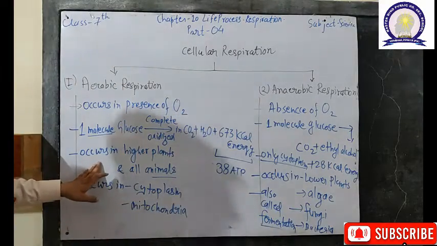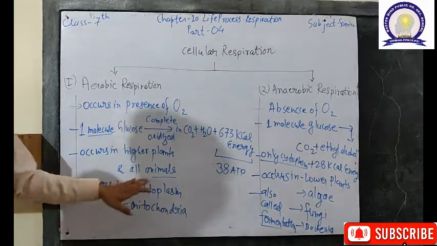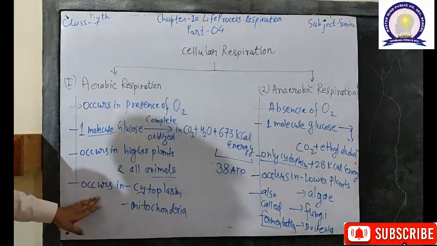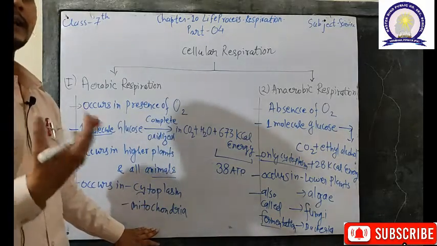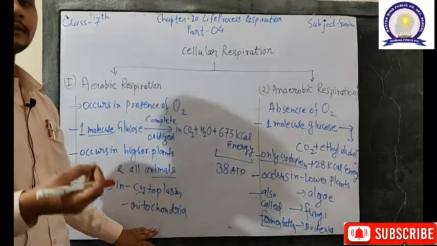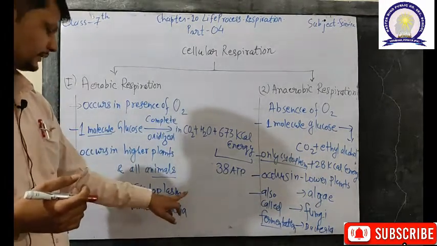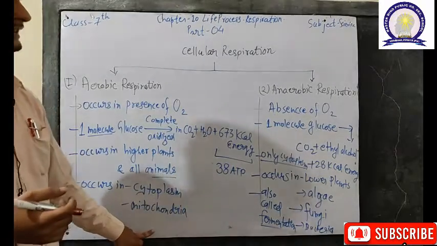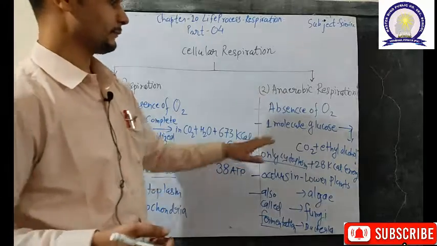And this aerobic respiration process, as you can see, occurs only in higher plants and in all animals. This process occurs in the cell's cytoplasm and mitochondria, because the special type of chemicals called enzymes of aerobic respiration are present in both the cytoplasm and mitochondria.